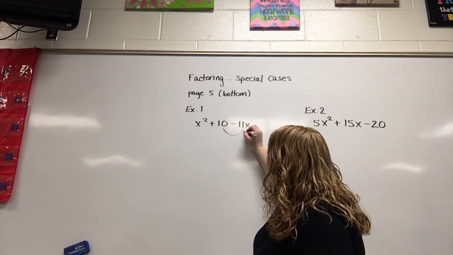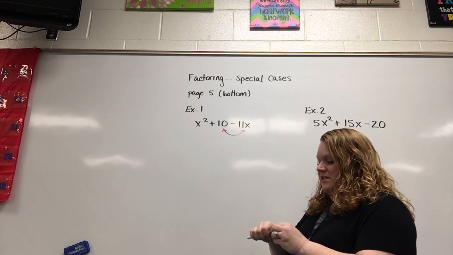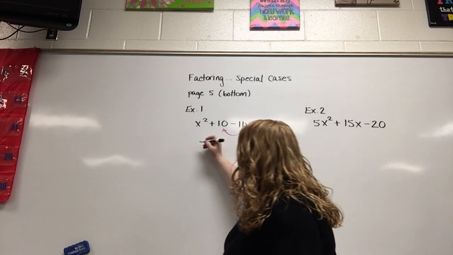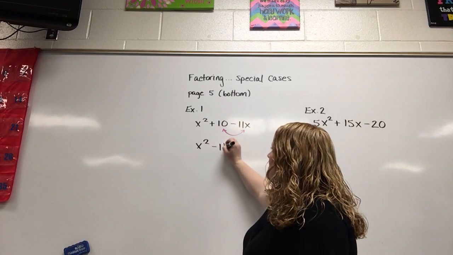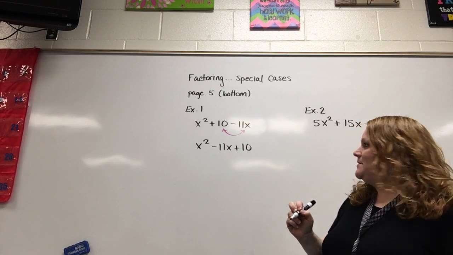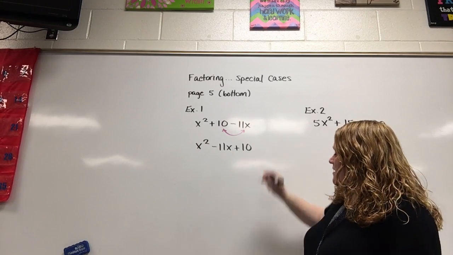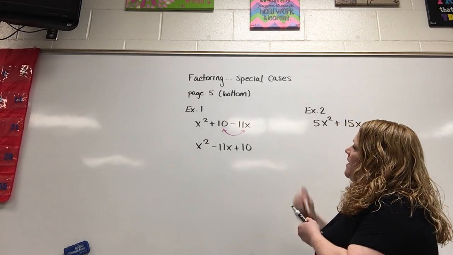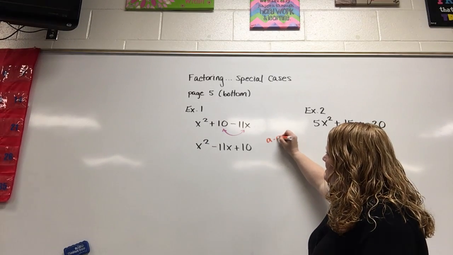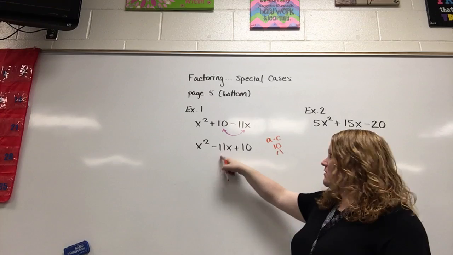So we're going to flip-flop those, and then once we do that, we'll put it in standard form, and then we can factor it. So you would have x squared minus 11x plus 10. Now we can look at the a times c. So a times c would be 1 times 10. So what can we multiply to get 10 that adds together to give you a negative 11 in the middle?